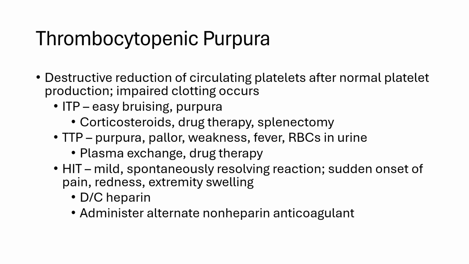Labs for this are going to be your hemoglobin, hematocrit. Obviously, they're going to check platelets, and they're going to do a type and cross for possible blood transfusion. And so some of the treatments for this can be the use of corticosteroids, immunosuppressants, splenectomy, and if the bleeding is severe, then they'll do the blood transfusion. The second type of thrombocytopenia is called thrombotic thrombocytopenic purpura, or TTP.